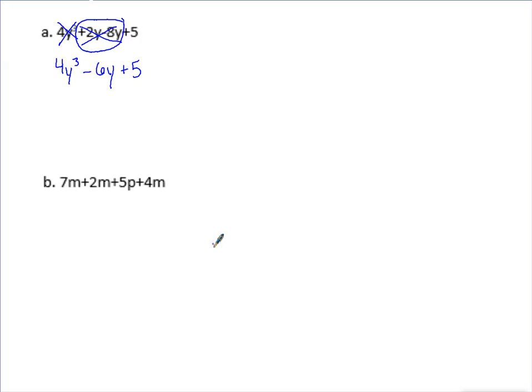Okay. Example B, the first thing I have is 7m, so I have a 7m, I have a plus 2m, and I have a plus 4m. They are all like terms because they're all m's, so I'm going to add them together. 7 plus 2 is 9, plus 4 is 13, so I now have a total of 13 m's. I'm going to cross those out, and all I have left is this 5p. It can't go together with m's because they're different letters, so I just copy it right down.